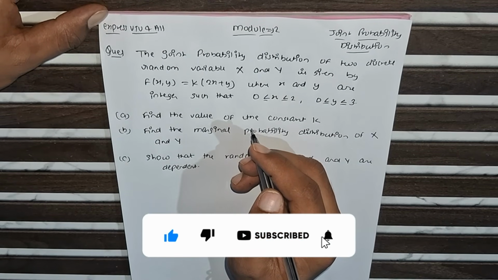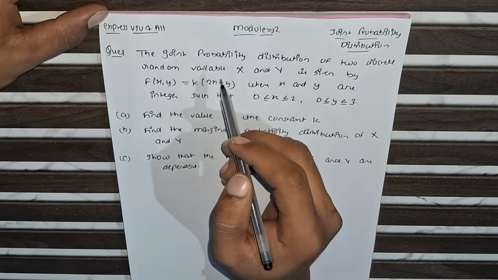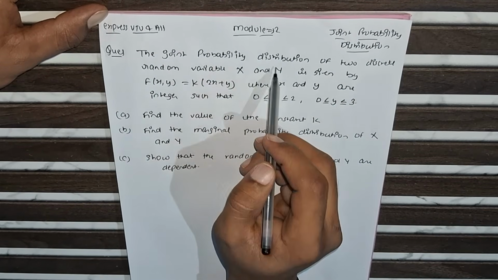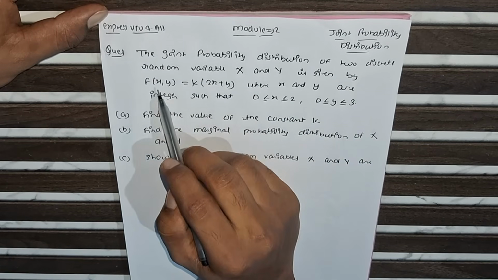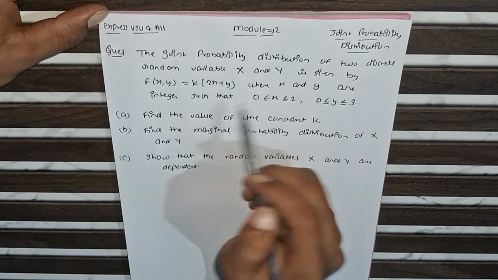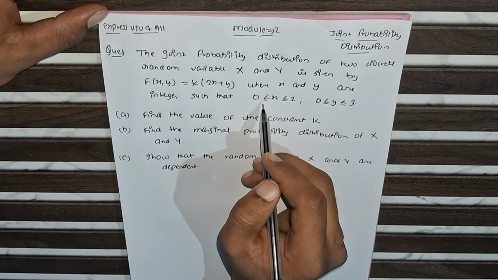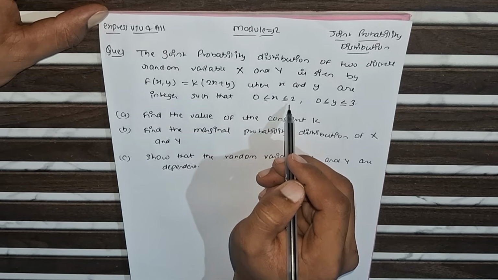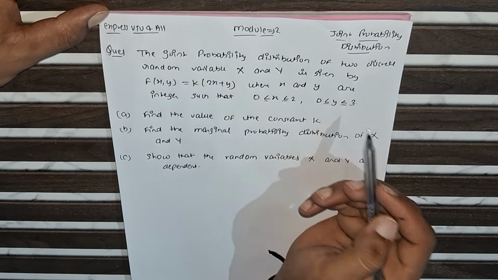Today we are going to solve a very important problem from module 2, joint probability distribution. So the question is, the joint probability distribution of two discrete random variables x and y is given by f(x, y) equals k times (2x plus y), where x and y are integers such that x is greater than or equal to 0 and less than or equal to 2, and y is greater than or equal to 0 and less than or equal to 3.